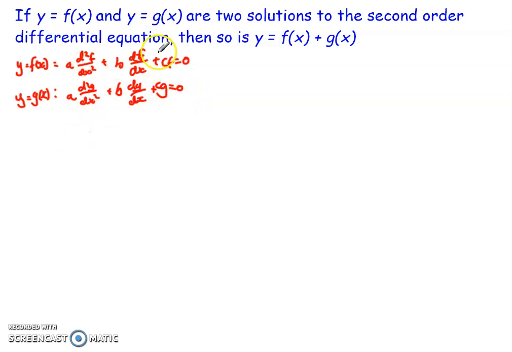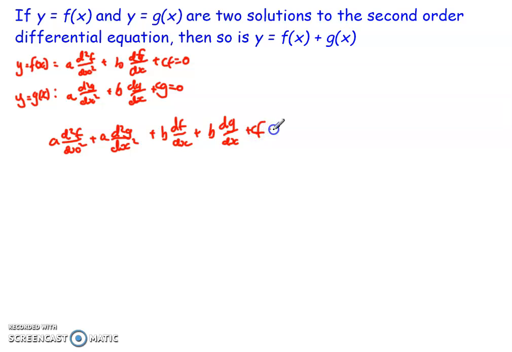Now if I treat this like a column sum and I add them all together, what I get is a d2f by dx squared plus a d2g by dx squared plus b df by dx plus b dg by dx plus cf plus cg equals 0. So I get that there.